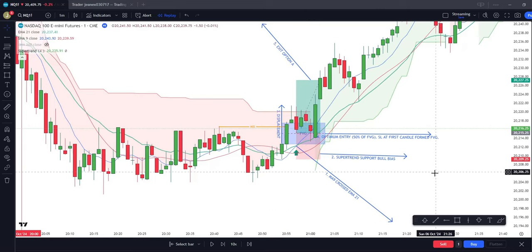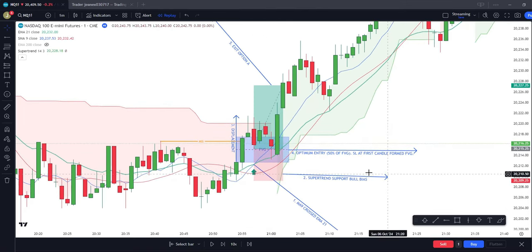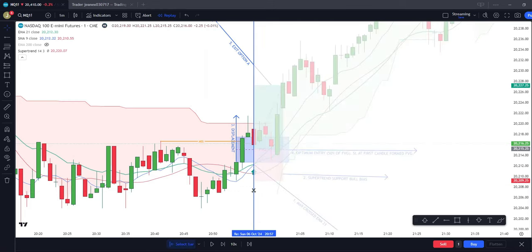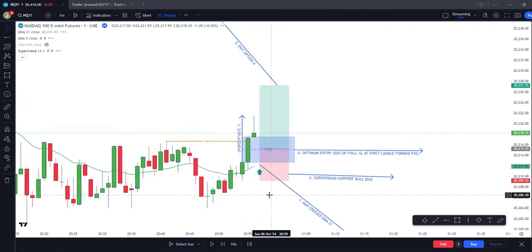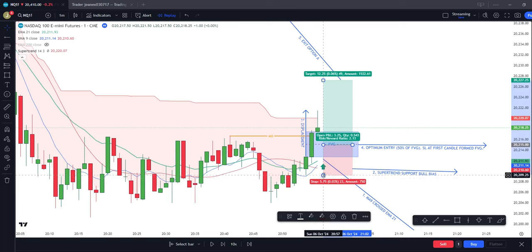So now, this is the optimal entry. This is the 50% here. So you put your entry there. For example, the market is still here, like that. That's the market. You put your entry here on the 50%, and put your stop loss here. So optimum entry is on the 50% of the fair value gap, and your stop loss at the first candle that formed the fair value gap.